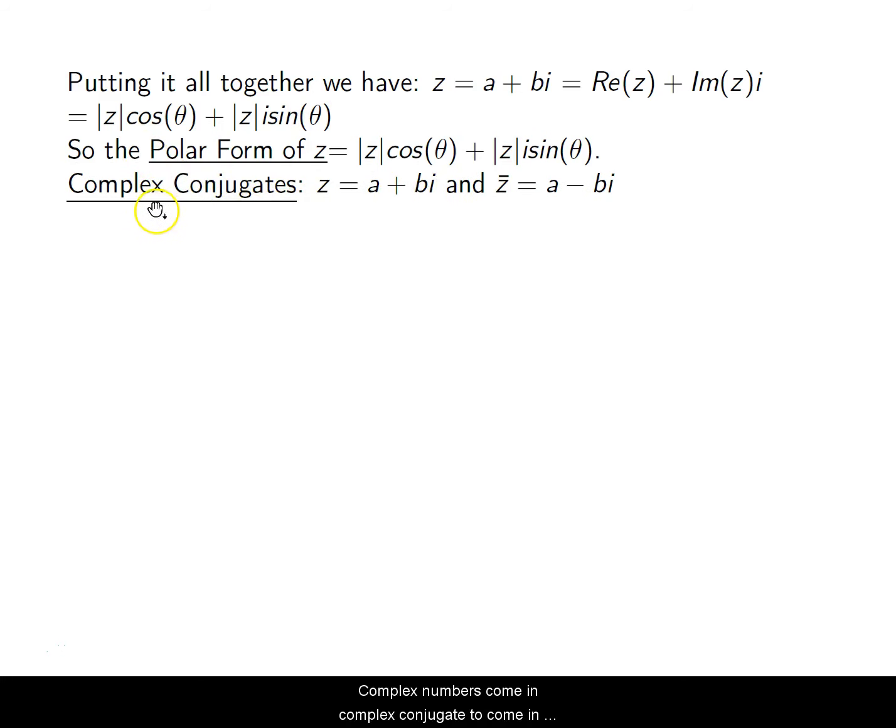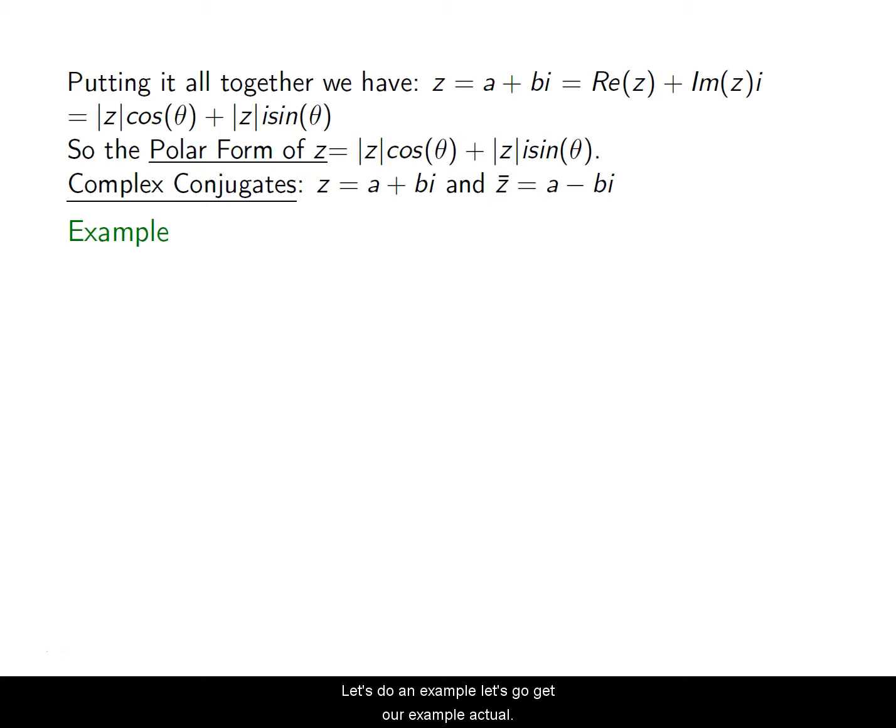Complex numbers come in complex conjugates. They come in pairs, just like radicals come in radical conjugates, right? So if z is a plus bi, its complex conjugate, we call it z bar, and you're just taking the opposite value for your b value, right? So instead of a plus bi, it's a minus bi. The a stays the same. It's the imaginary part that changes sign. So that's a complex conjugate. Z bar is how we will refer to this from now on.